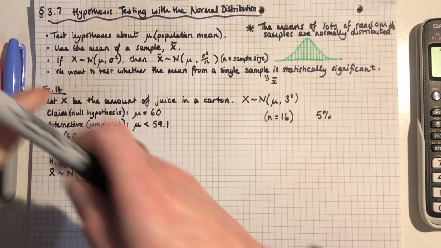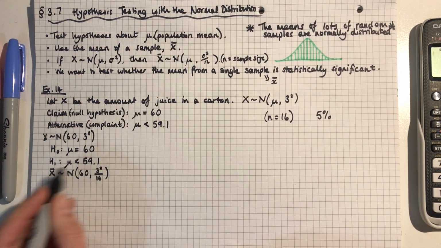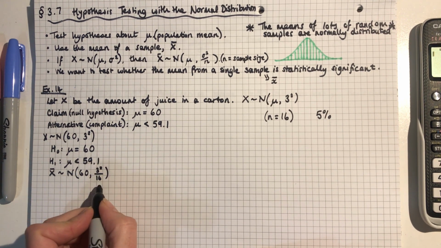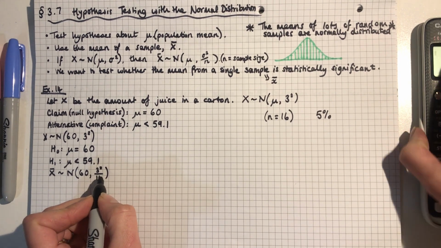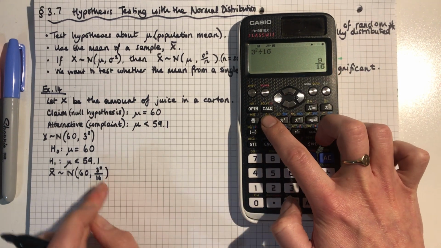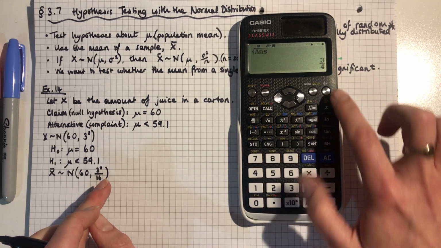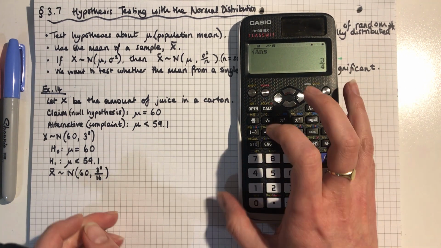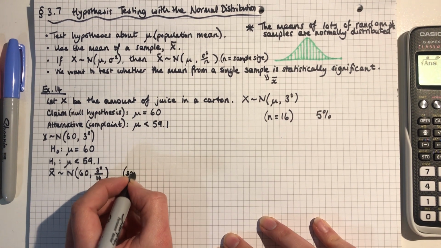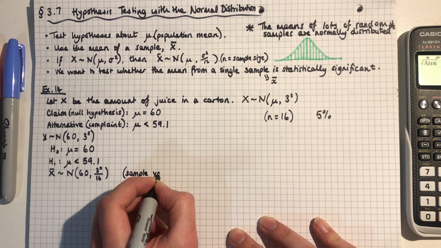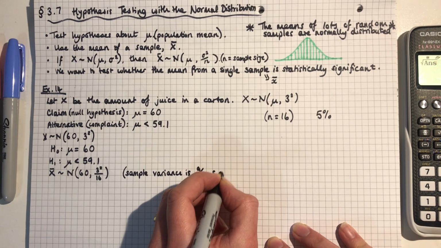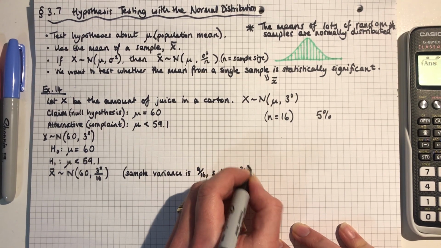Let's have a look. If I now work out 3 squared over 16, that's 9 over 16. So the variance of the sample is that, but the standard deviation of the sample is 0.75 or 3/4. So let's make a note of that. The sample variance is 9/16 and the sample standard deviation is therefore 3/4.